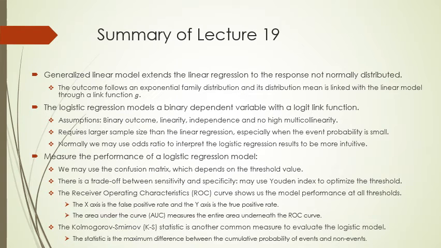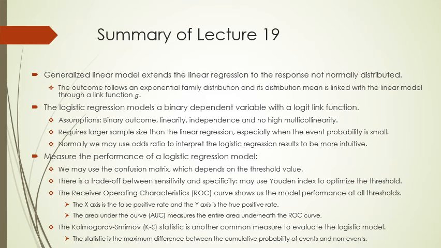In summary, we discussed the logistic regression as one type of the generalized linear model. The generalized linear model is a generalization of the linear regression when the response is not normally distributed. The outcome follows an exponential family distribution, and its distribution mean is linked with the linear model through a link function G. Specifically, the logistic regression models a binary outcome with a logit link function.